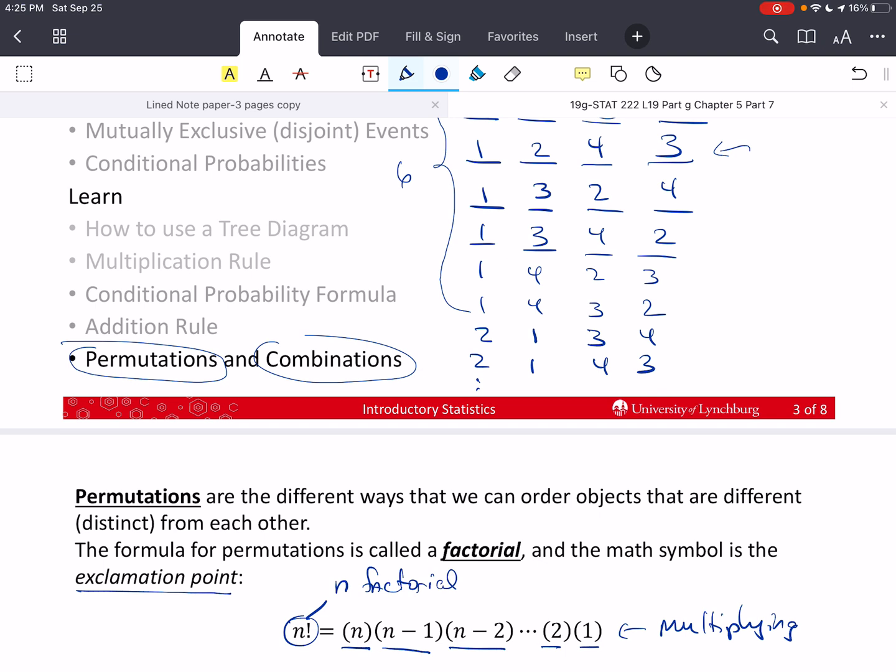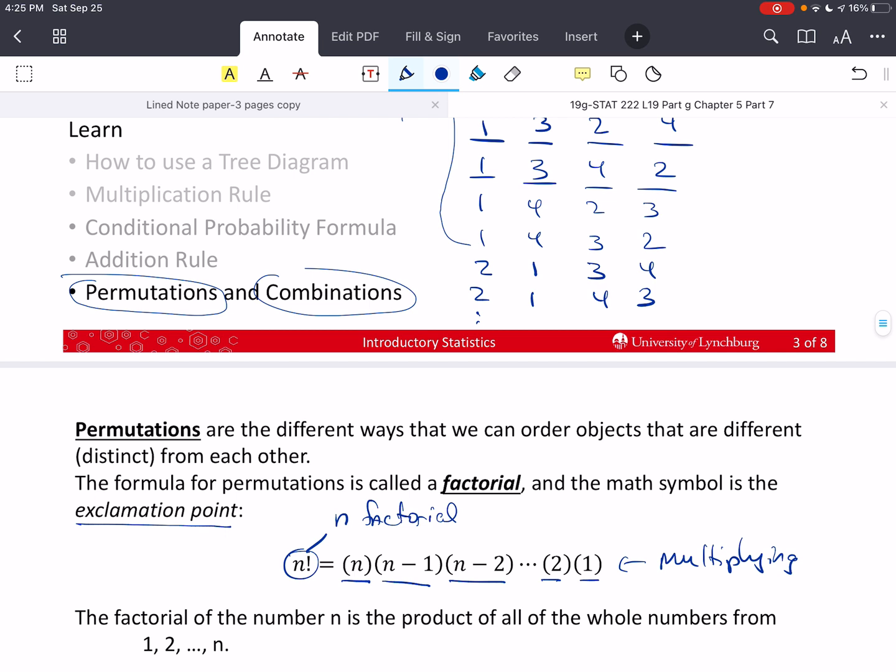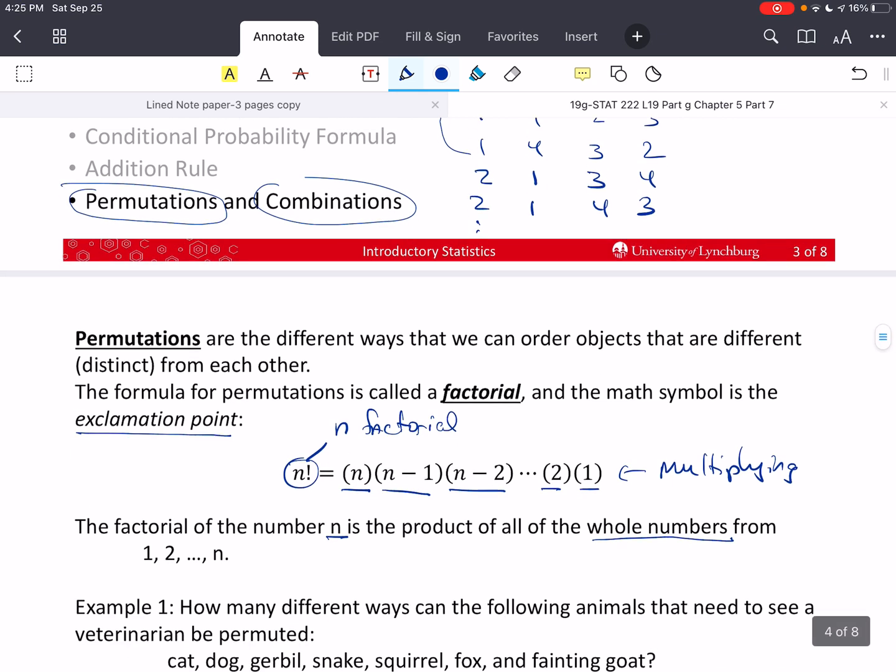Okay? So whatever n is, we start there, that's the largest value, then we move down a number and keep moving down a number until we get to 1, and then we stop and then we multiply. So the factorial of the number n is the product or multiplication of all the whole numbers from 1 up to itself, n. So let's do a quick example.